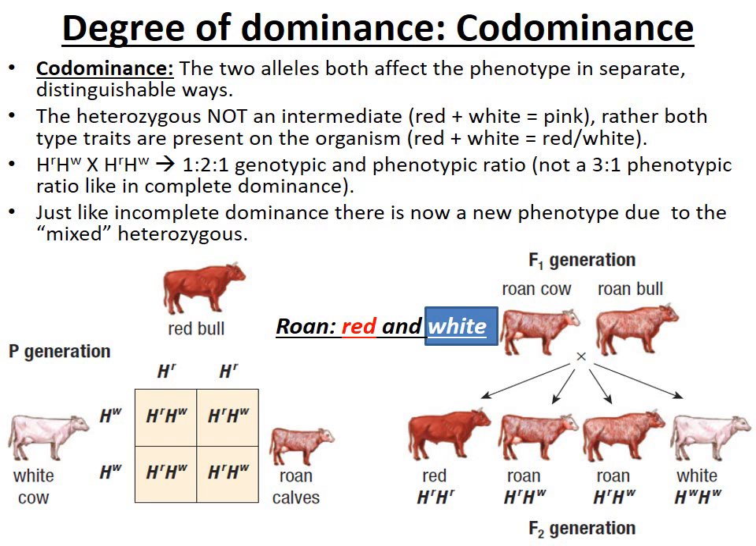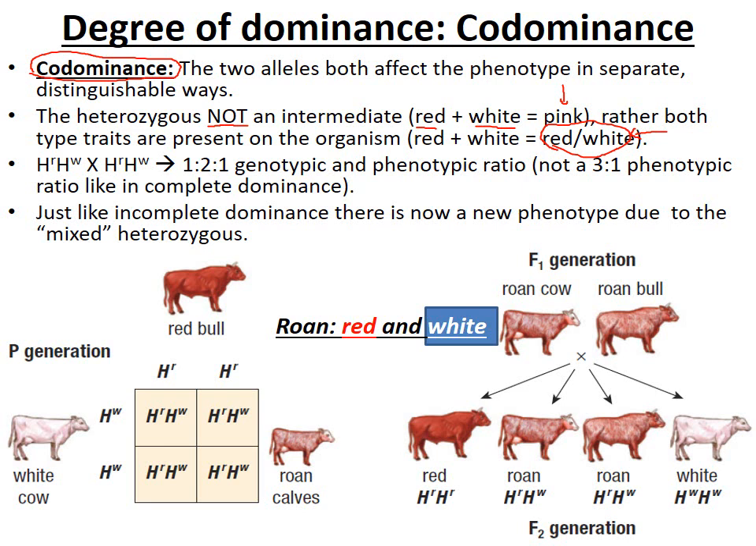There is one more degree of dominance, something called codominance. I like to refer to codominance as no dominance, because in this case, both alleles are dominant. They both appear in the heterozygous individual. It's not going to be an intermediate. It's not going to be a red and white make pink. It's going to be that you're going to see both, for example, red and white together. You're going to see some red parts and you're going to see some white parts.